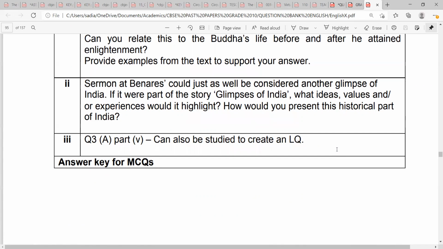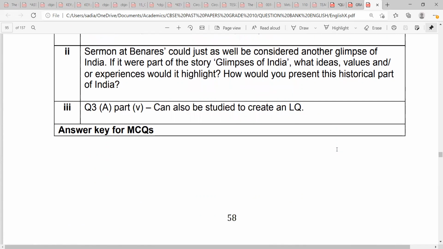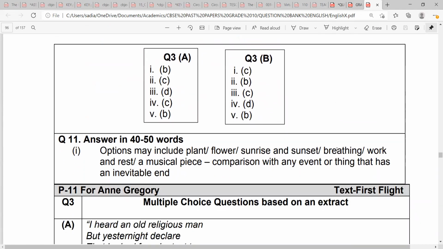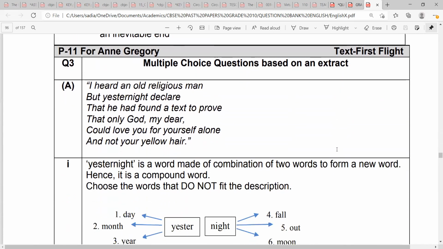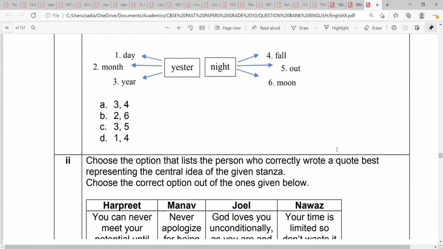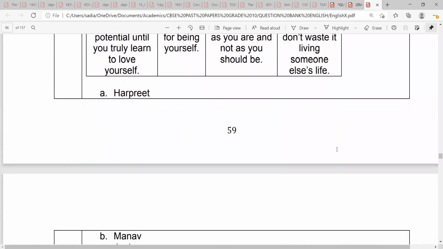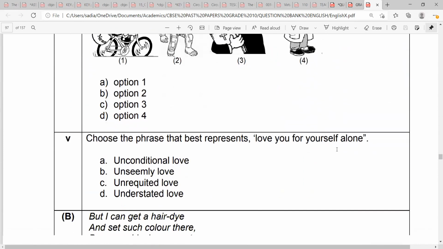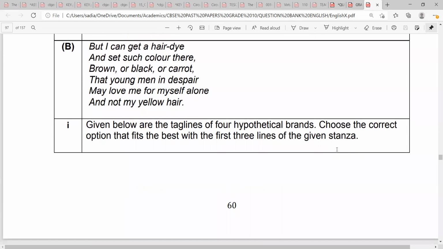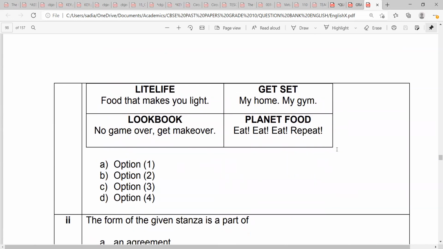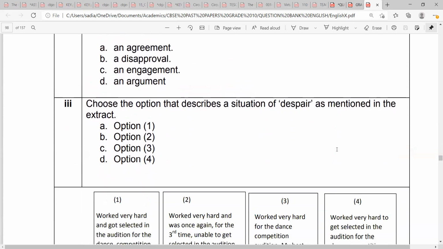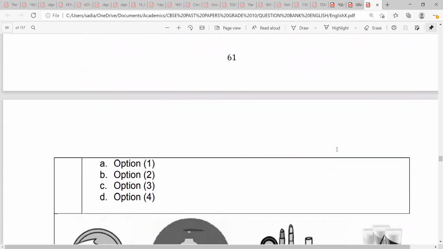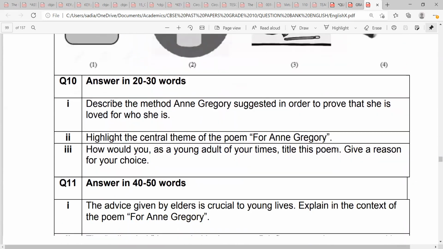Comparison of Sermon at Banaras and Glimpses of India. MCQ answers. Check your answers. Be mindful of the portion that is deleted for the academic year. Check the answers. Check your portion. This resource is based on the entire textbook. Check your portion for the academic year and then use the resource.